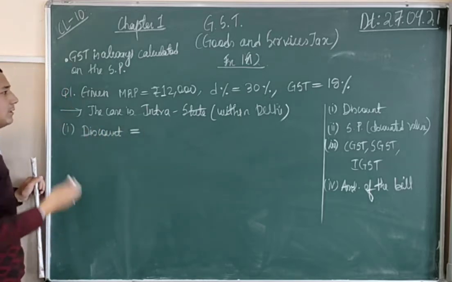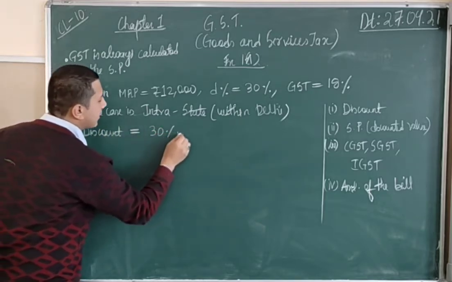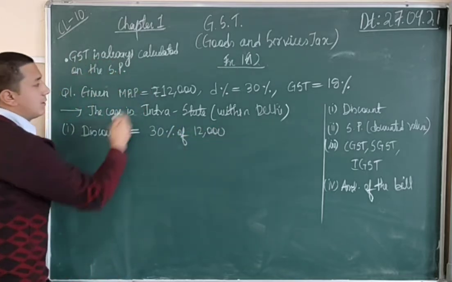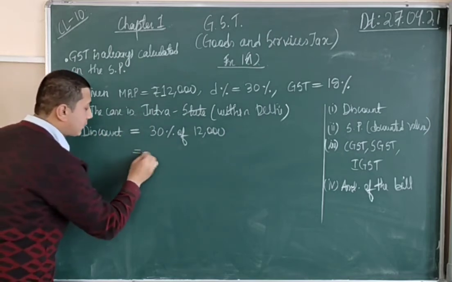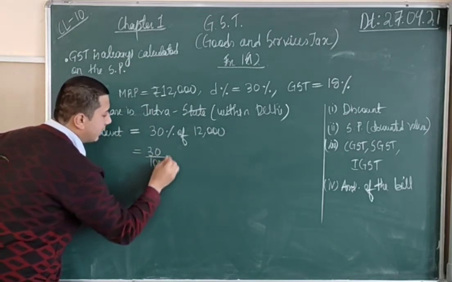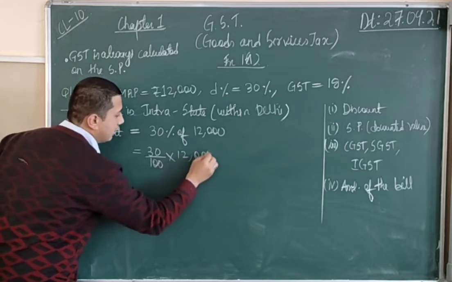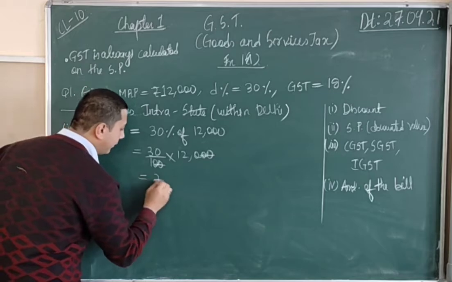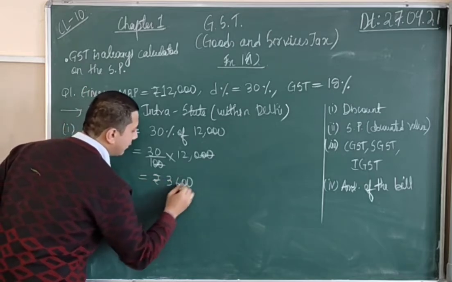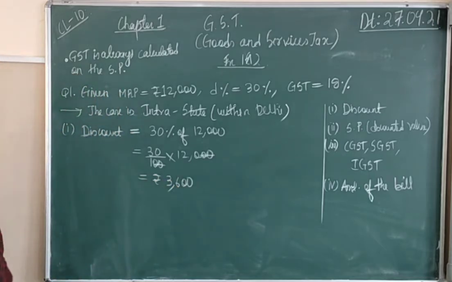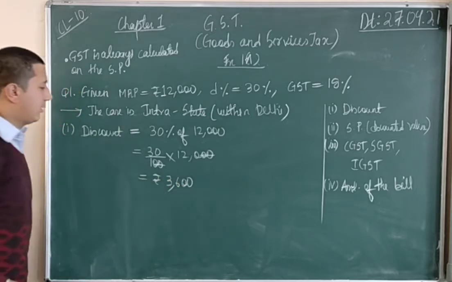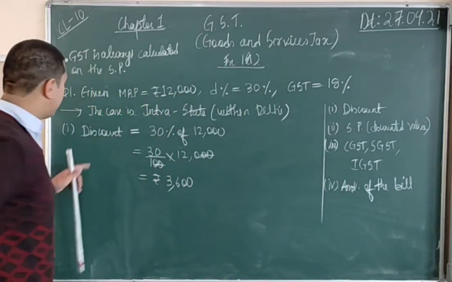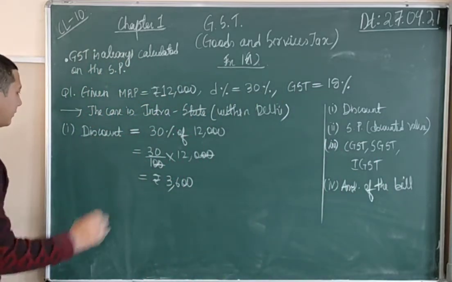We have already done this. Discount means 30% of 12,000. So which means 30 by 100 into 12,000. You cancel the zeros. 3 12s are 36. So rupees 3,600 will be the discount. Am I clear or not? Easily you can calculate. So what is the discount? Rupees 3,600. Please mark this, question number 1. Discount is this.